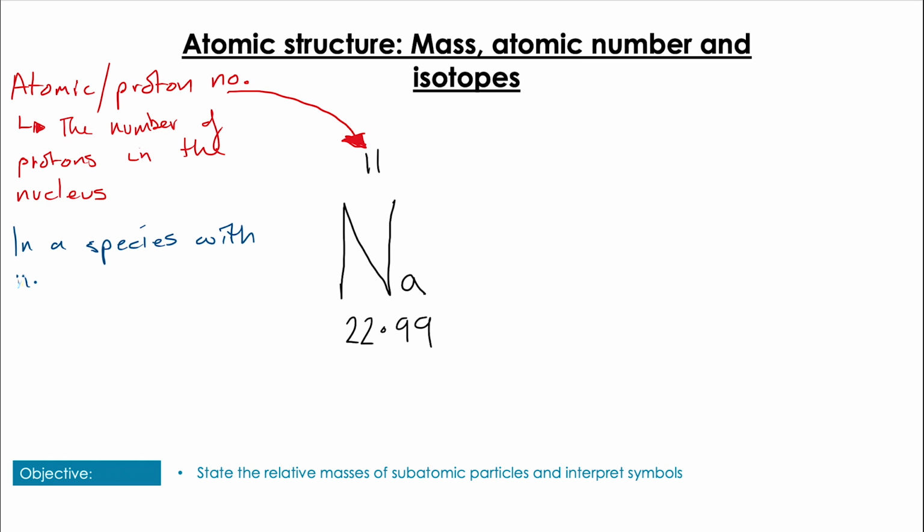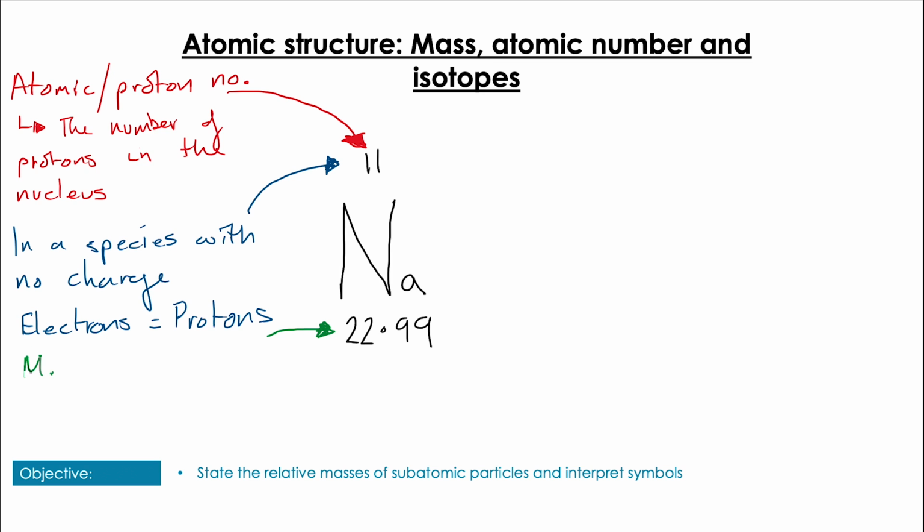In a species with no charge, we know that that number is going to be equal to the number of electrons, because there's no charge. So to balance the charge, there has to be an equal number of electrons and protons. Now, obviously, that's different if there's a charged species. So where does this other number come from? Well, this number is the mass number, which is equal to the protons plus the neutrons.